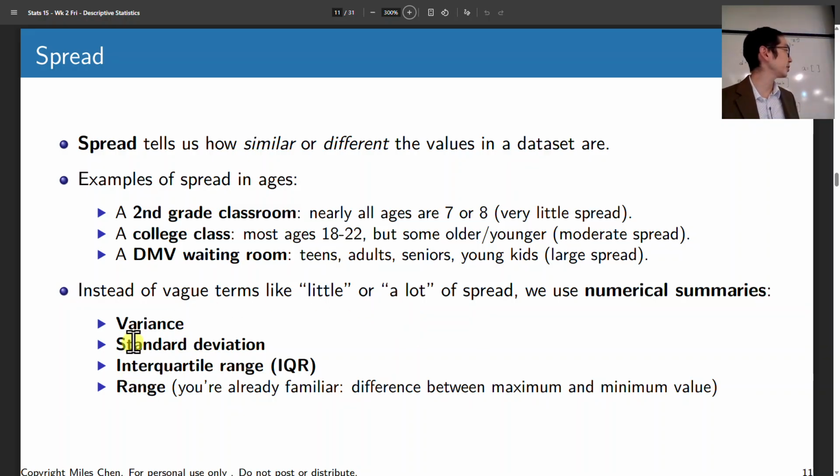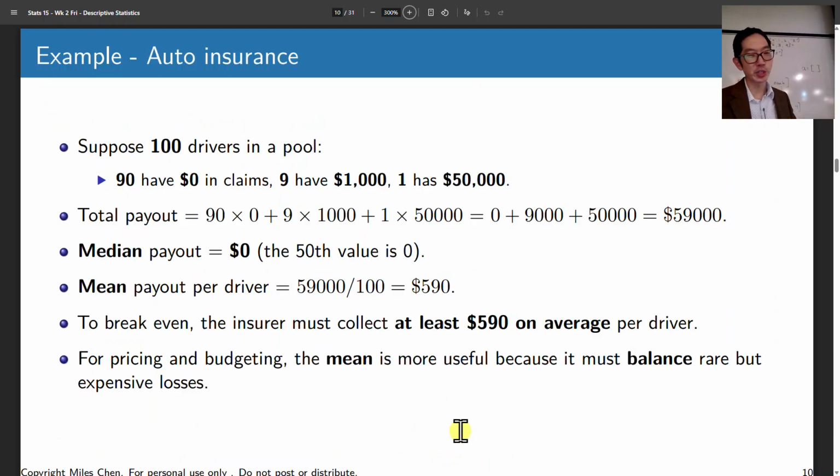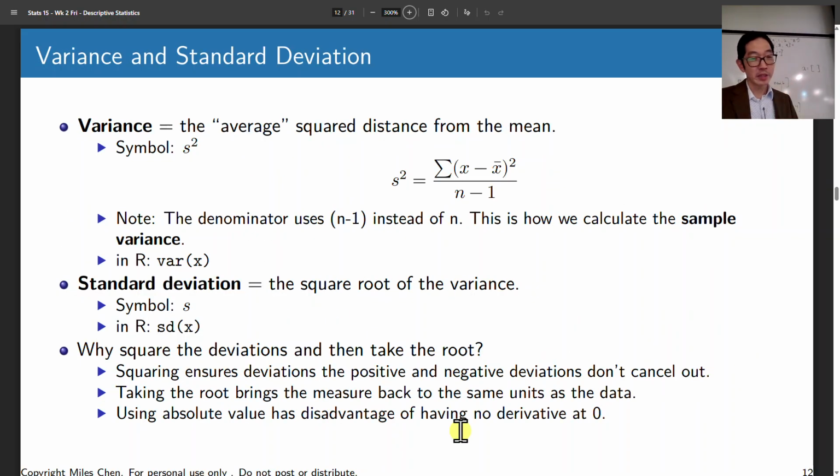And so the numeric values that quantify the amount of spread are variance and standard deviation, along with interquartile range, or the IQR, and then range. I don't have any slides dedicated to range because I'm assuming you already know range, right? Max minus the min, that's range, okay? And obviously range is going to be affected by extreme values. So where you have 57, you're going to have a big range, even though you're just changing one extreme value there. Okay. All right, variance and standard deviation.